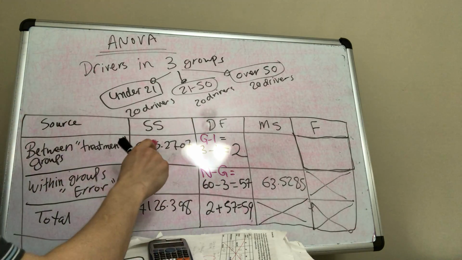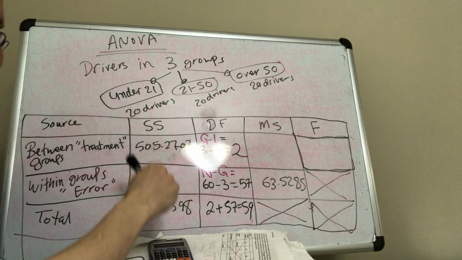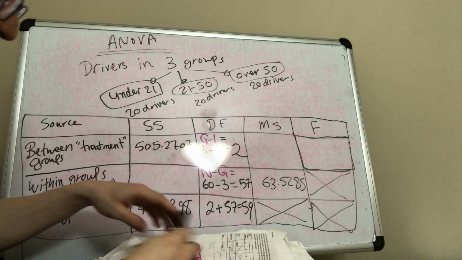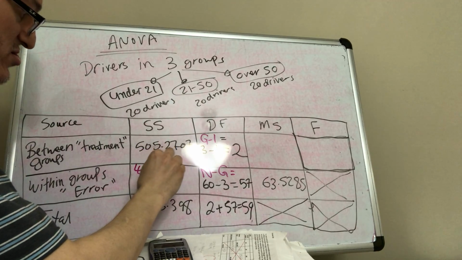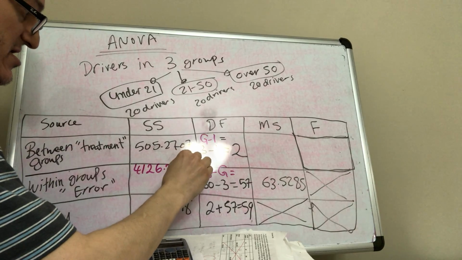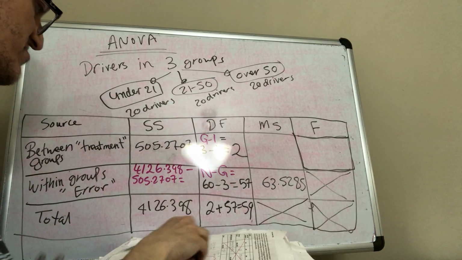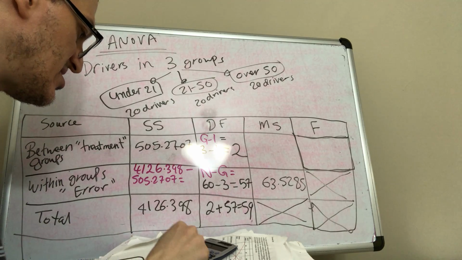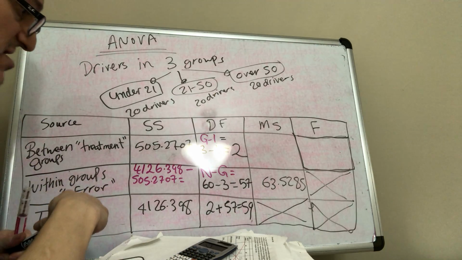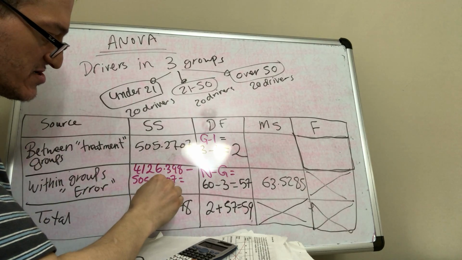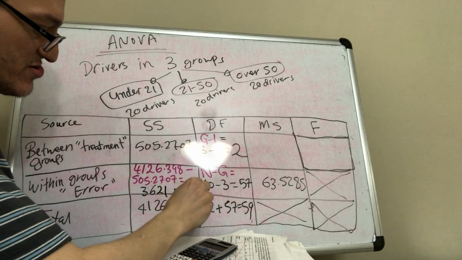Now in the first column, these 2 values must add to the total. So this plus this must add to the total. If you're given this and this, but you're missing the middle one, you minus. So it would be 4126398 minus 505,2707. So you minus these 2 numbers. The number here is 3621,1273.